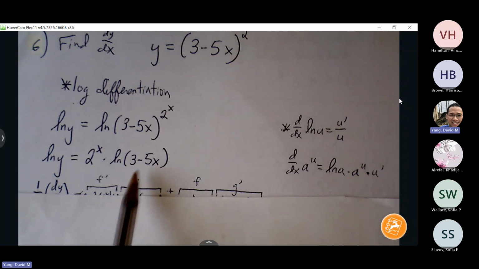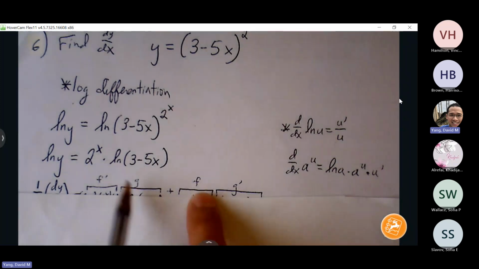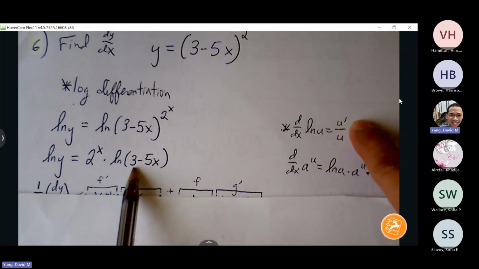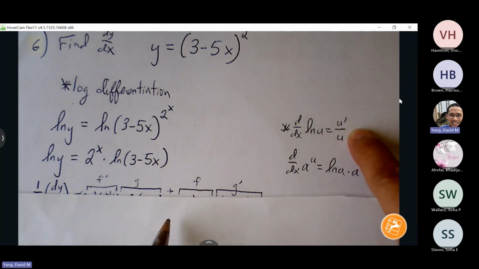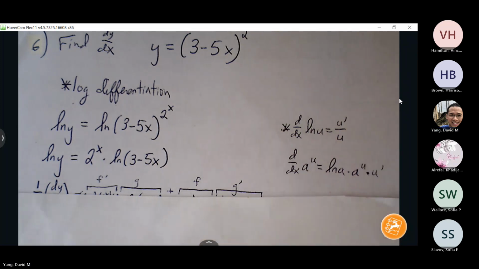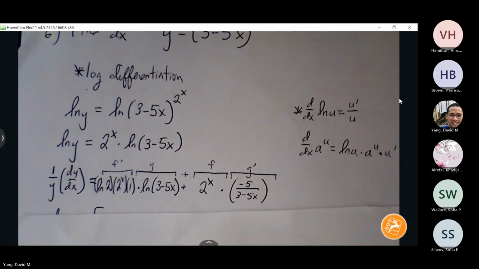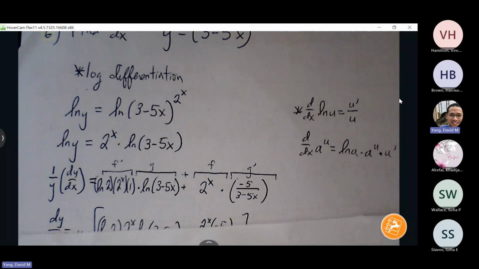Okay. g stays the same, f stays the same, and then what's g prime? What's the derivative of natural log of 3 minus 5x? Minus 5 over 3 minus 5x, yeah, u prime over u. Okay, bring that y back over, and then replace the y back in terms of x.